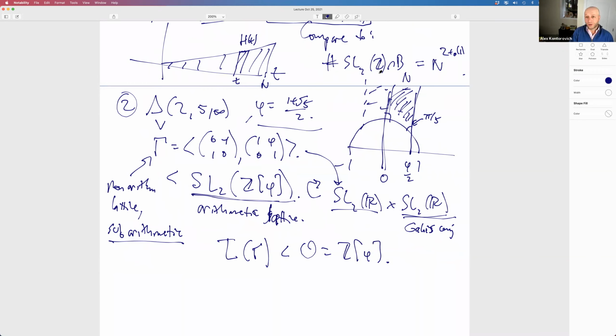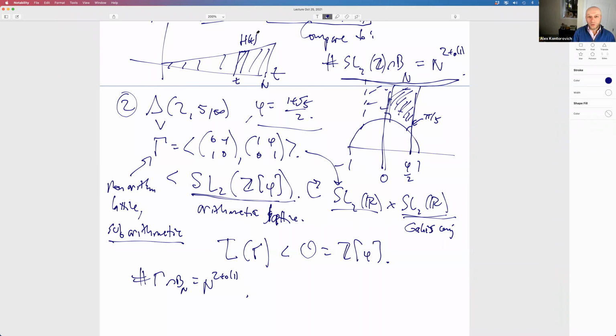Now, just as before, this fact has nothing to do with SL2Z. This is true for any lattice. So the number of elements in gamma in a ball of size n is still n squared, just because that's what is true for any lattice in SL2R.